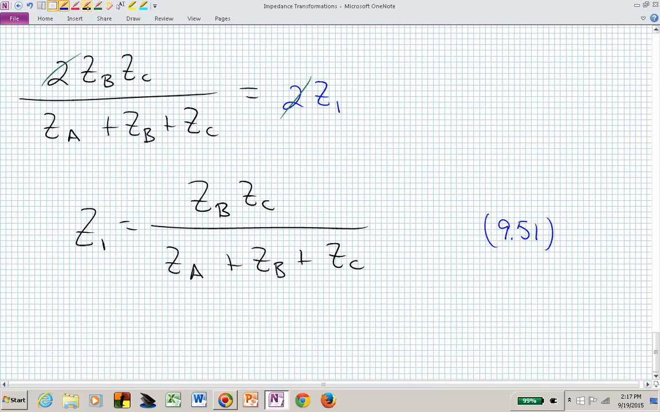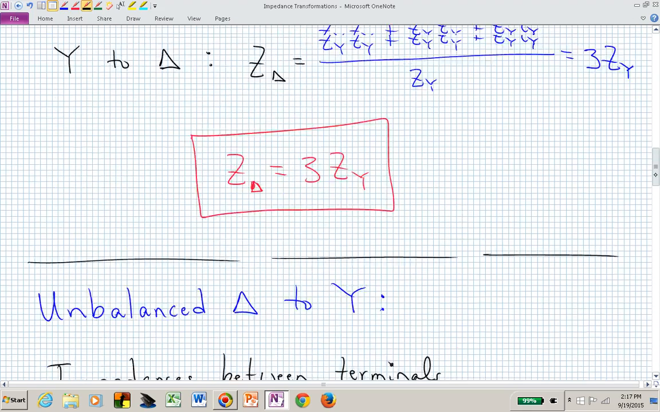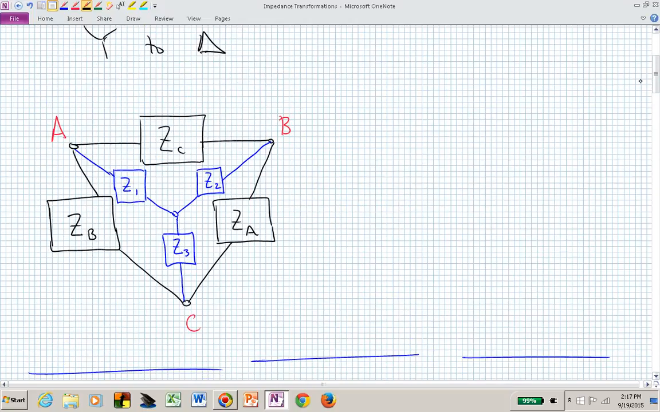We could do a similar analysis for Z sub 2 and Z sub 3. I'm not going to go through that, but I think you can see how that could be done. And we end up then with Z sub 2. Now if we go back here, Z sub 2, what's touching it is Z sub C and Z sub A, and then we'll just form that product and divide by the sum of ZA, ZB, and Z sub C.